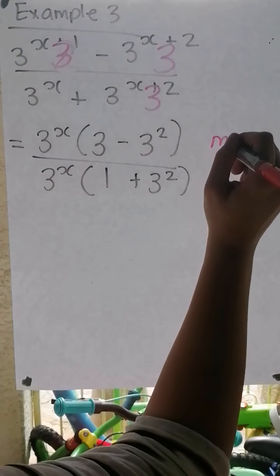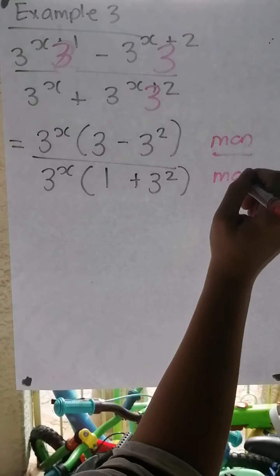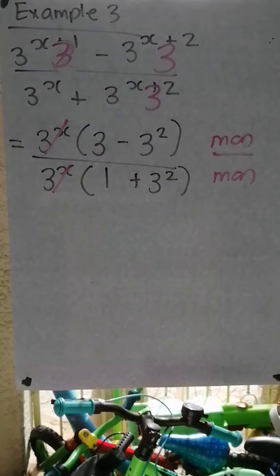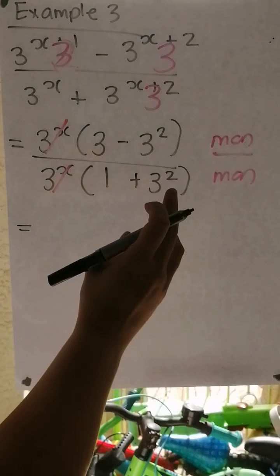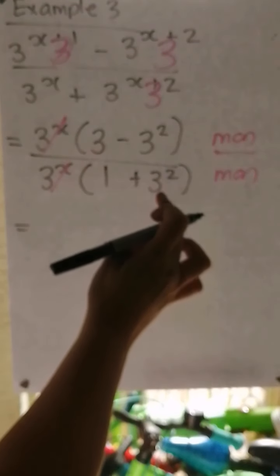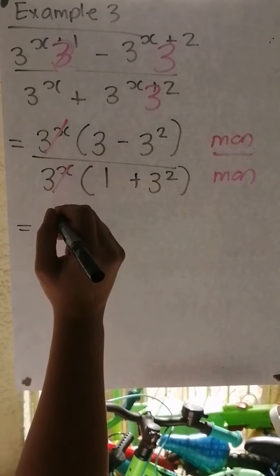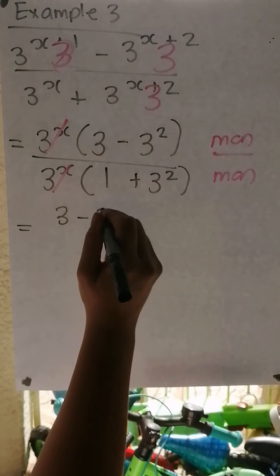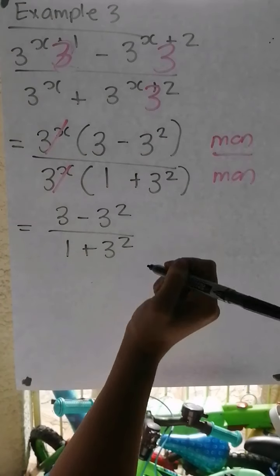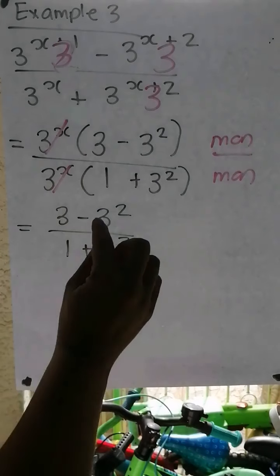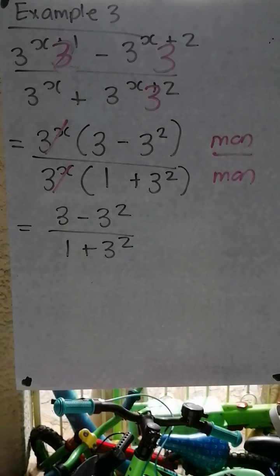Monomial over a monomial, which means I can cancel immediately. What can I cancel? My 3 to the power of x's, they cancel. And what am I left with? Please, you can't cancel these two things now. Why not? Because once I've cancelled this, 3 minus 3 to the power of 2 over 1 plus 3 to the power of 2. This is again a polynomial over a polynomial. So I cannot just cancel those two things off, okay?